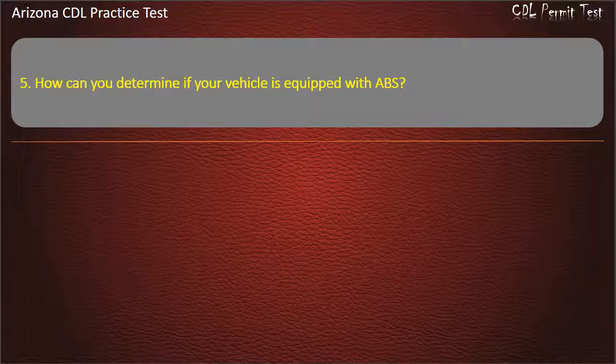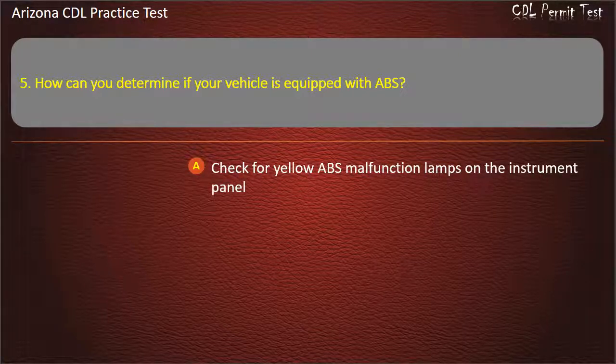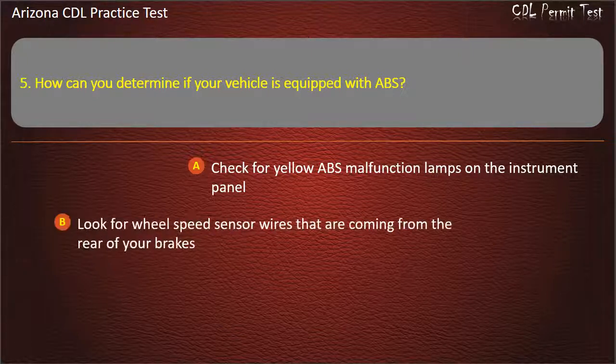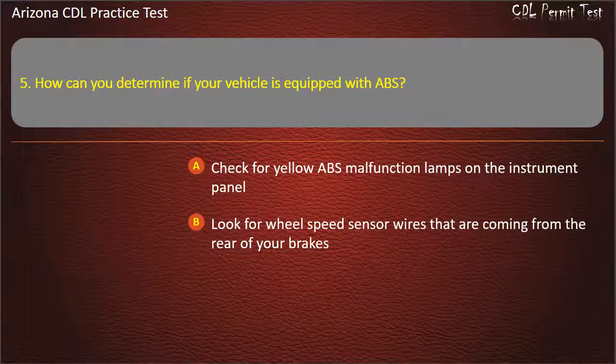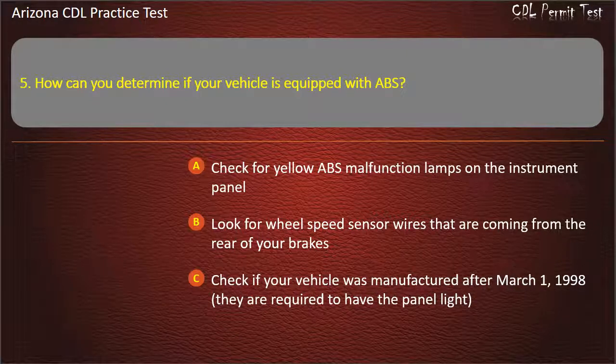Question 5. How can you determine if your vehicle is equipped with ABS? Check for yellow ABS malfunction lamps on the instrument panel. Look for wheel speed sensor wires coming from the rear of your brakes. Check if your vehicle was manufactured after March 1, 1998, as they are required to have the panel light. All of the above. Answer. All of the above.